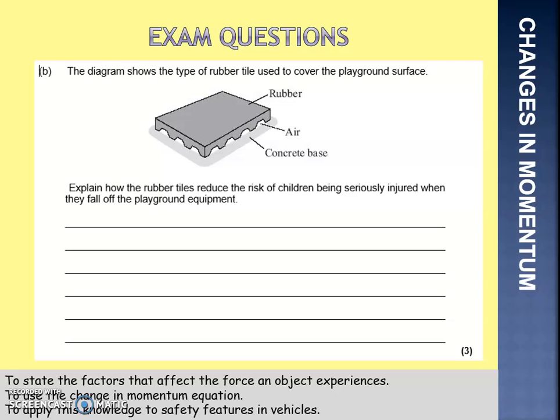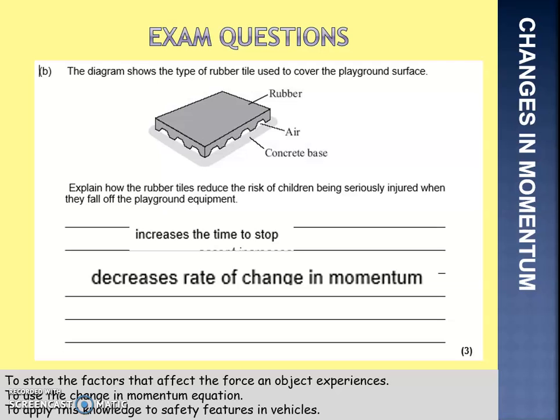Okay, there's the rubber tile used to cover the ground. Explain how it reduces the risk of children being seriously injured. Again, we want to go on the same things. It increases the time to stop, it decreases the rate of change in momentum, and so it reduces the force the child experiences. Okay, I hope that was useful.